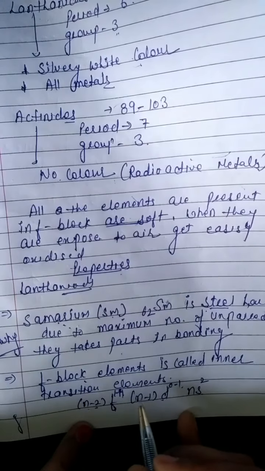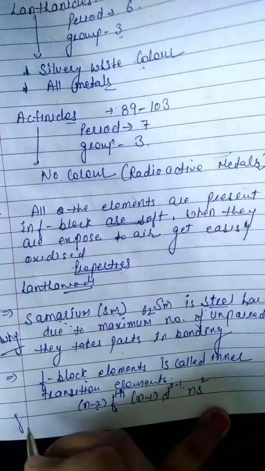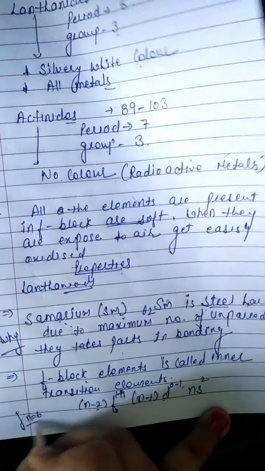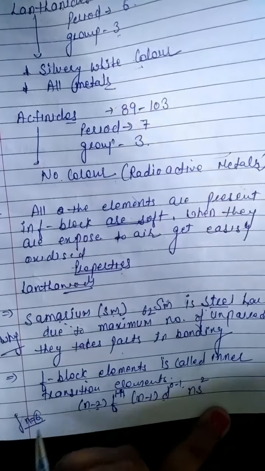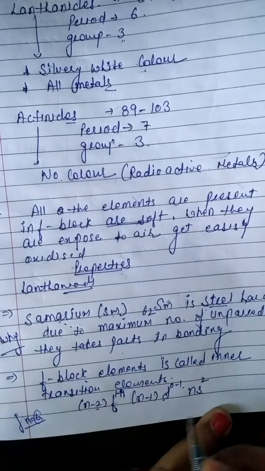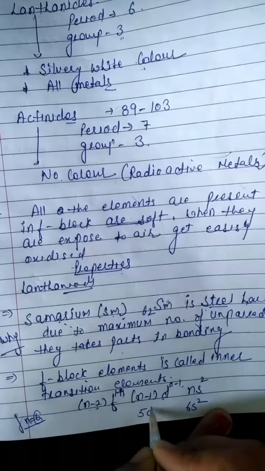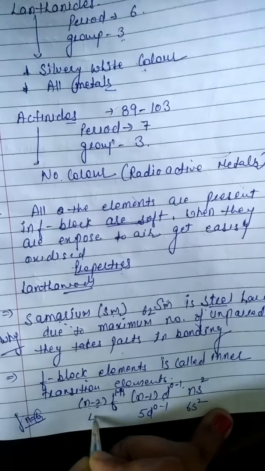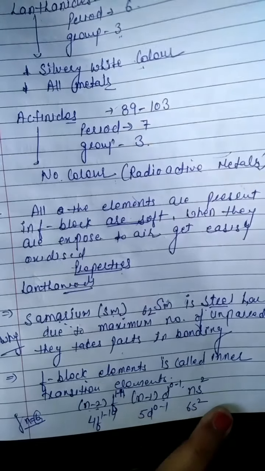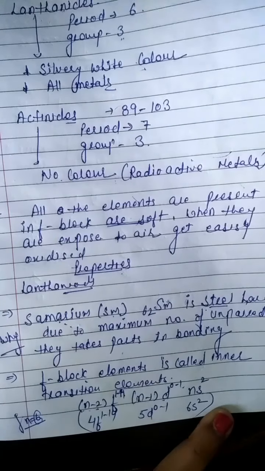Now, why is it called the inner transition elements? If we are talking about the lanthanoids, n is equal to 6, which means it is present in the 6th period. Then 6s2, 5d 0 to 1, and 4f 1 to 14. This is the general electronic configuration of a lanthanoid.